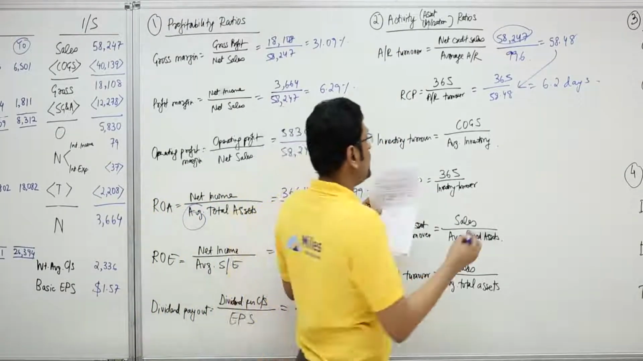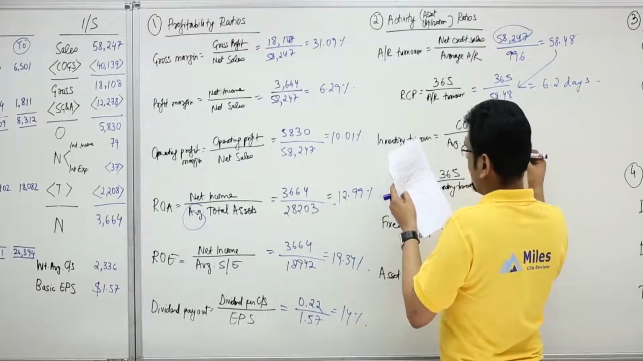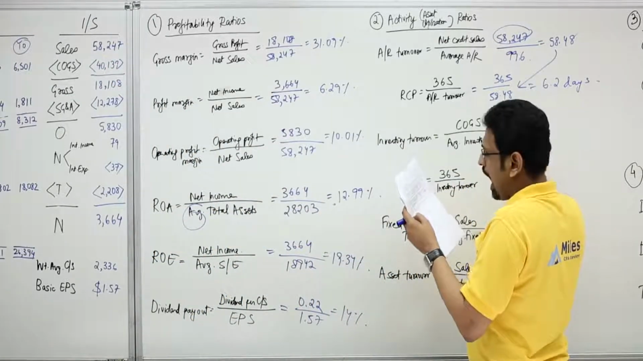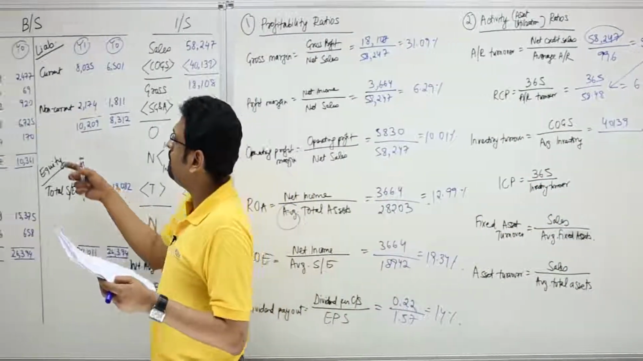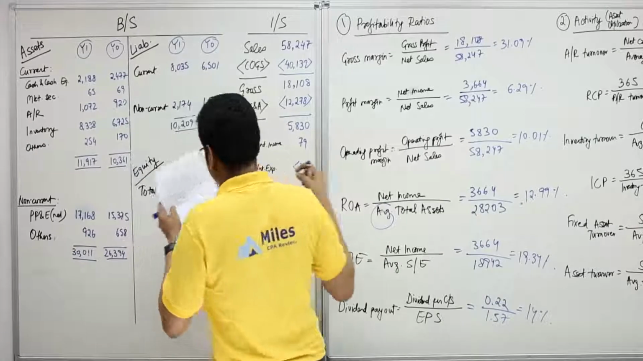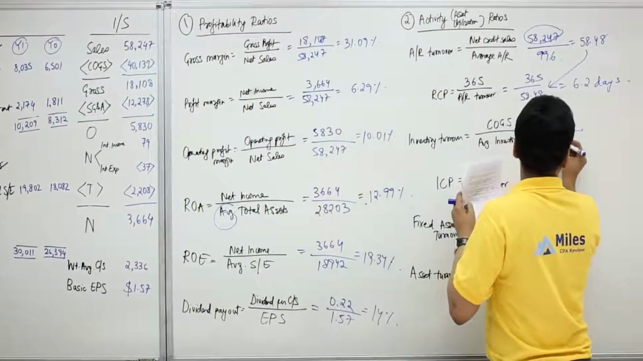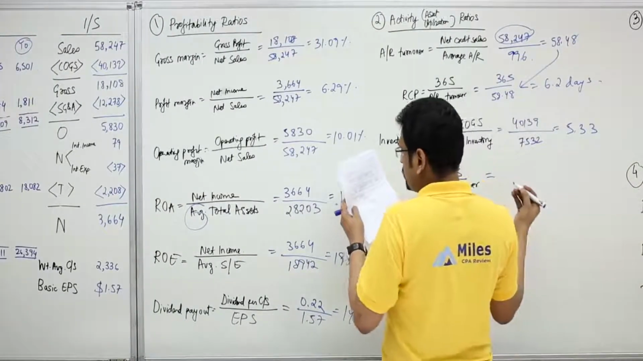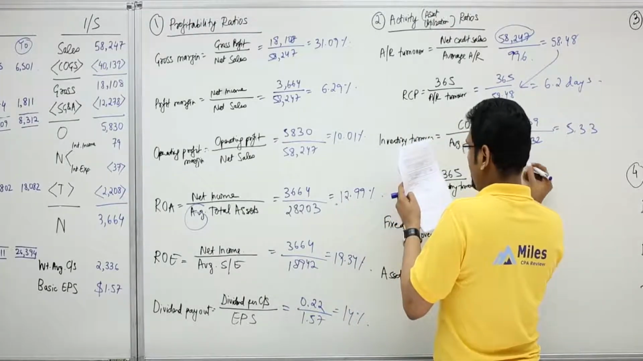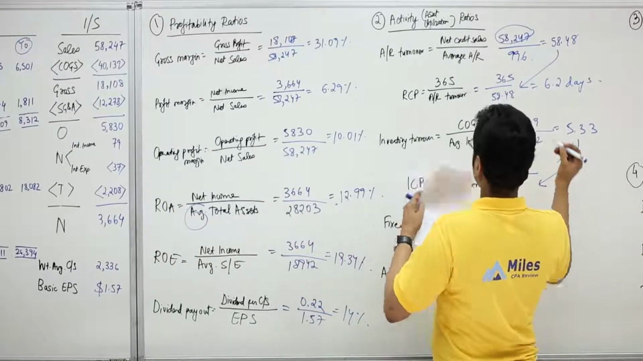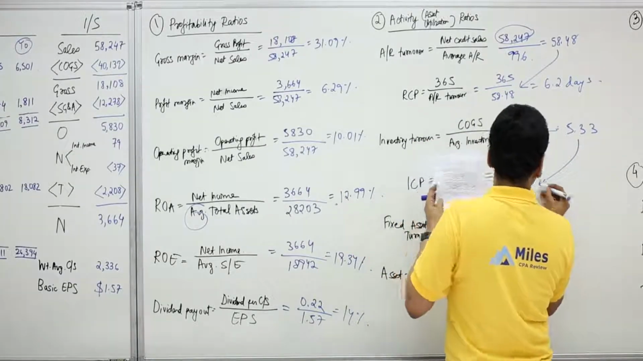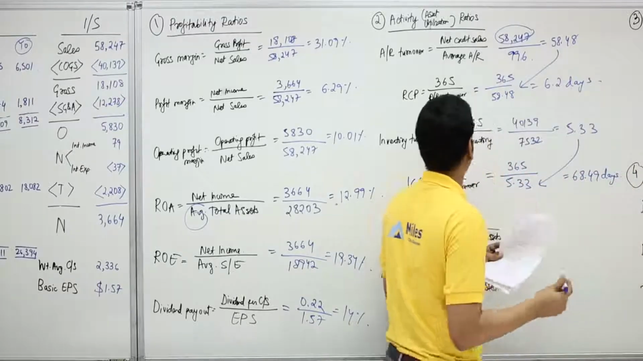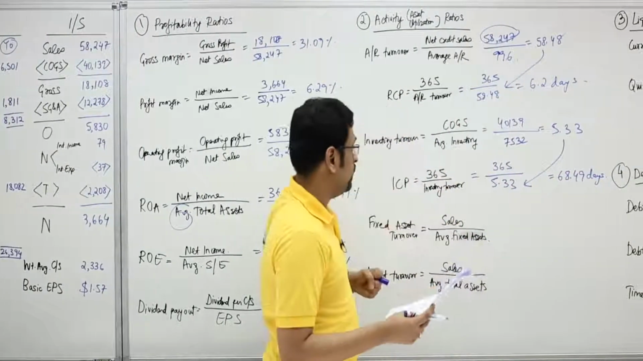Okay, then we've got the inventory turnover ratio. That's COGS by average inventory. COGS here is 40,139. Average inventory, so we're looking at beginning inventory plus ending inventory divided by 2. This is 7,532. The ratio here is 5.33. The inventory conversion period would be 365 divided by this inventory turnover ratio of 5.33, which gives us 68.49 days. So let's say around 68 days of sales lying in inventory.